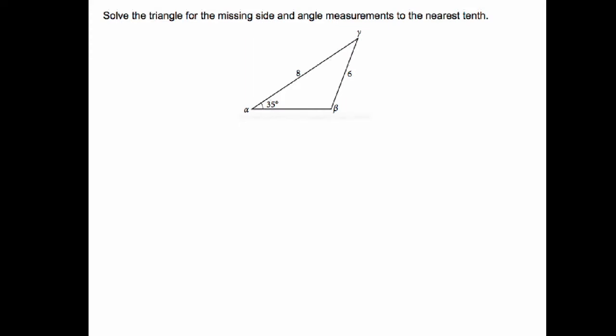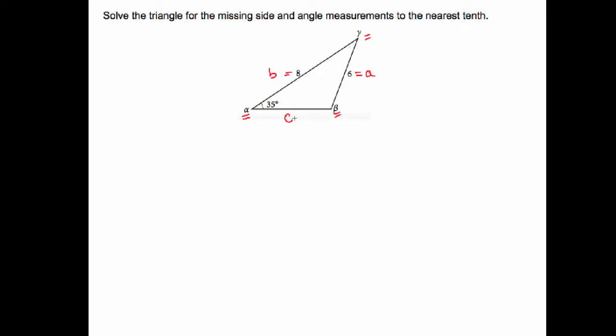Let's solve the triangle for the missing side and angle measurements to the nearest tenth. Now with this triangle, we have alpha is equal to 35 degrees. Side opposite it, A, is 6. Beta is unknown. Side opposite it, B, is 8. Gamma is unknown, and the side opposite it, C, is also unknown.